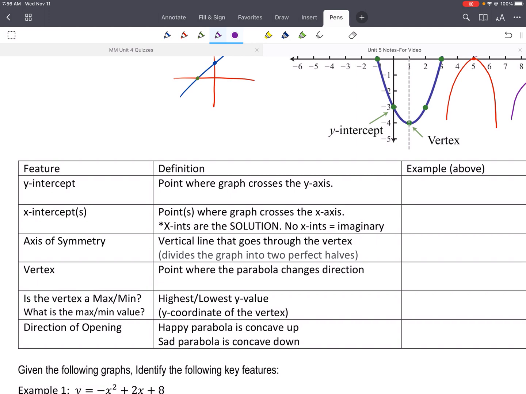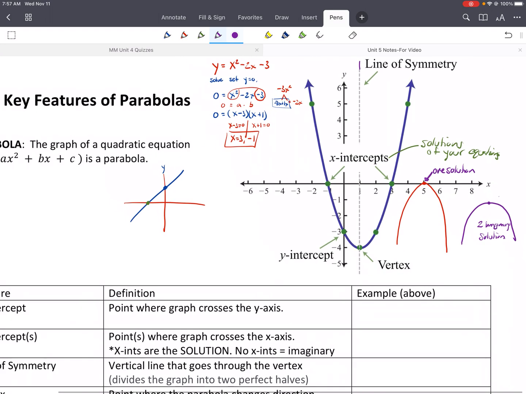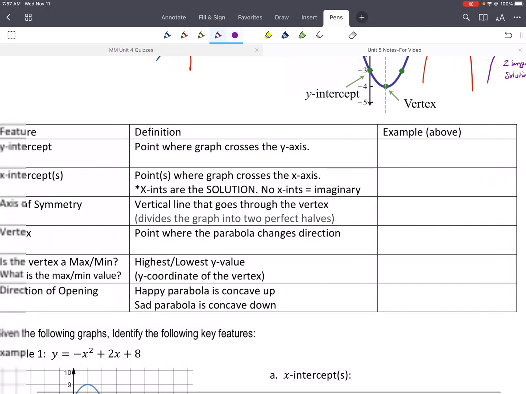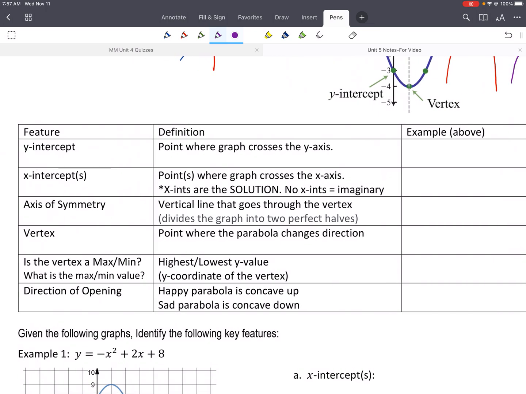The axis of symmetry is a vertical line that cuts the parabola exactly in half, and it's symmetric, thus the axis of symmetry. The vertex is the point where the parabola changes direction, like when the slope changes from positive to negative or negative to positive. And then we're also going to talk about if the vertex is a maximum or a minimum.